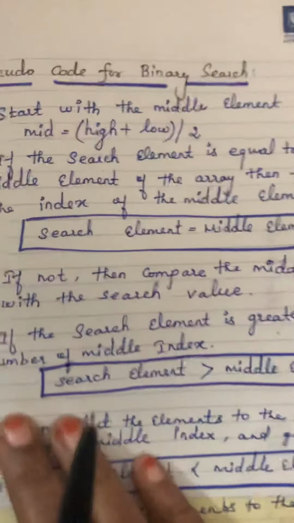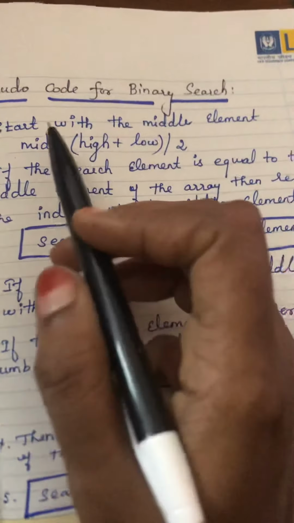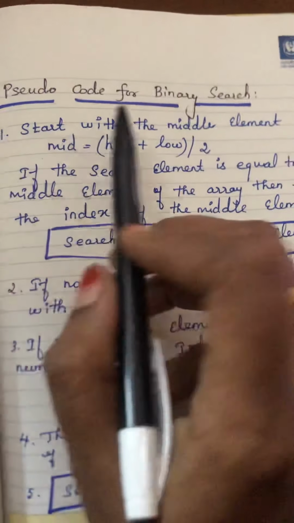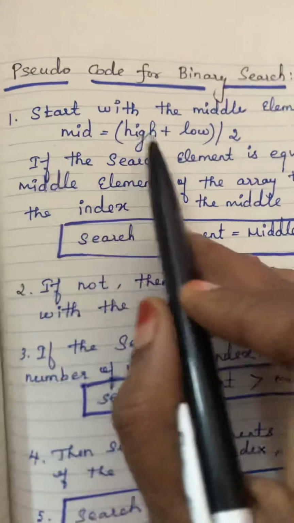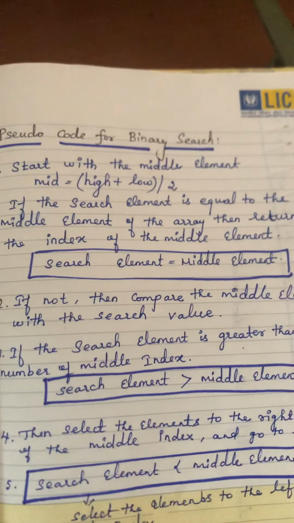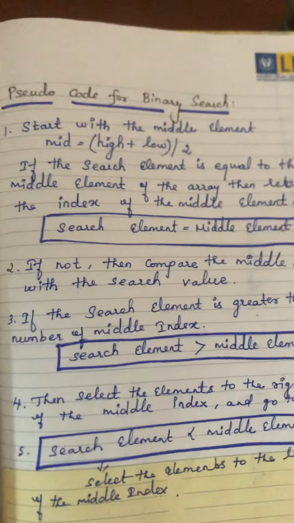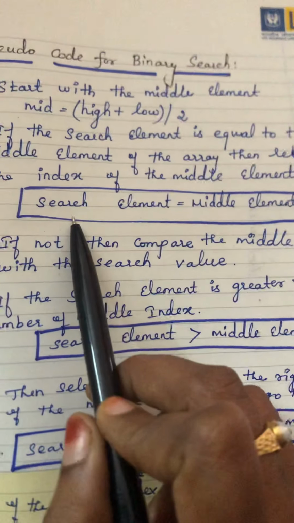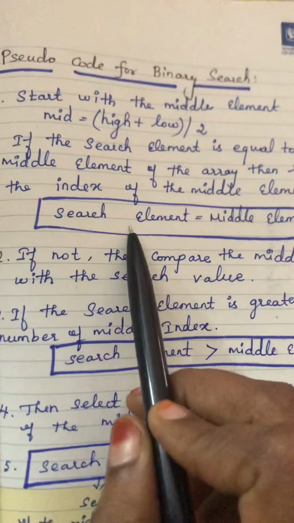Next is the pseudocode for binary search. Start with the middle element, that is, mid equal to low plus high divided by 2. If the search element is equal to the middle element of the array, then return the index of the middle element. If the condition is true, it means we finally got the particular element.